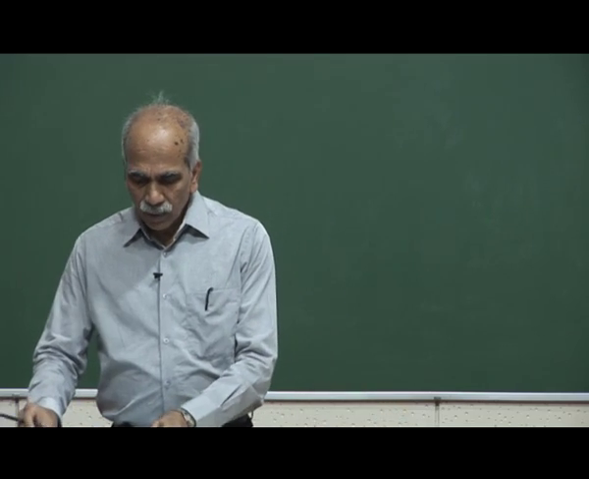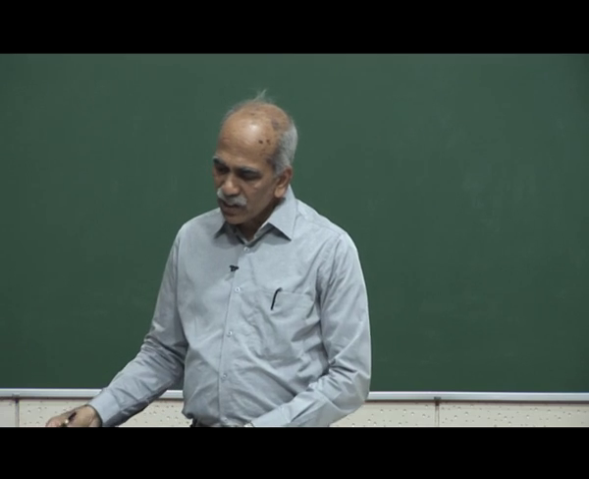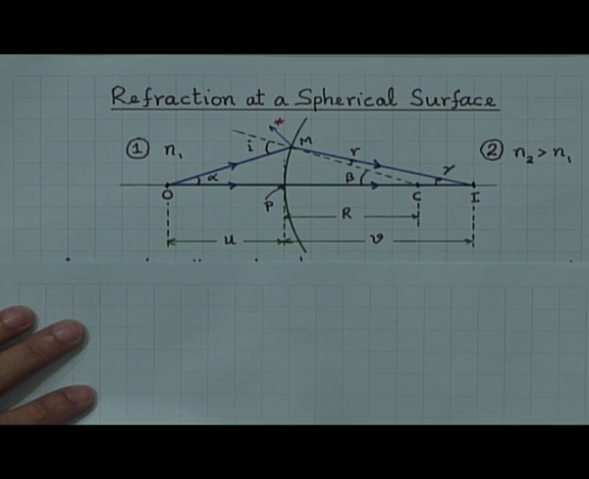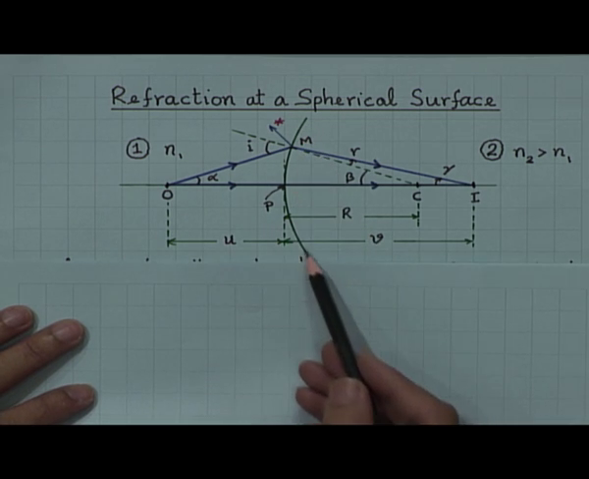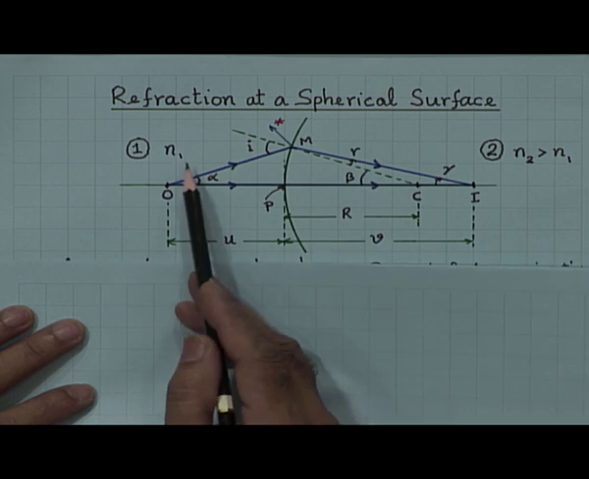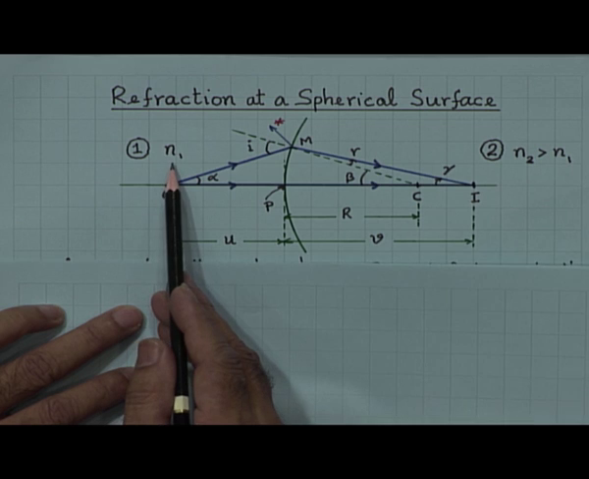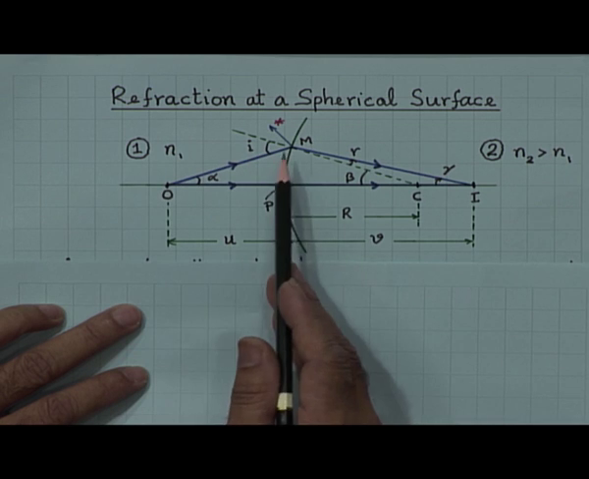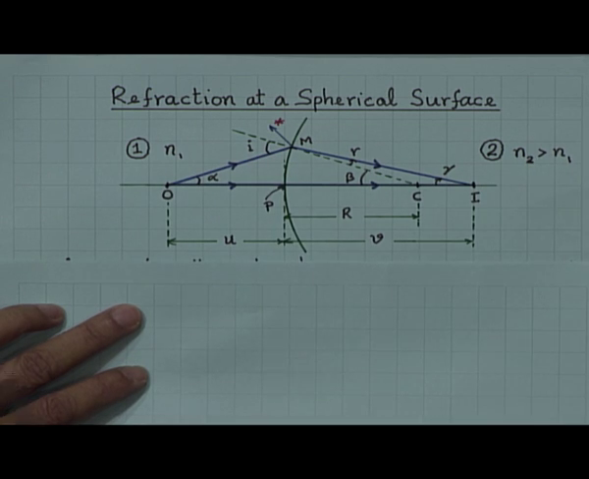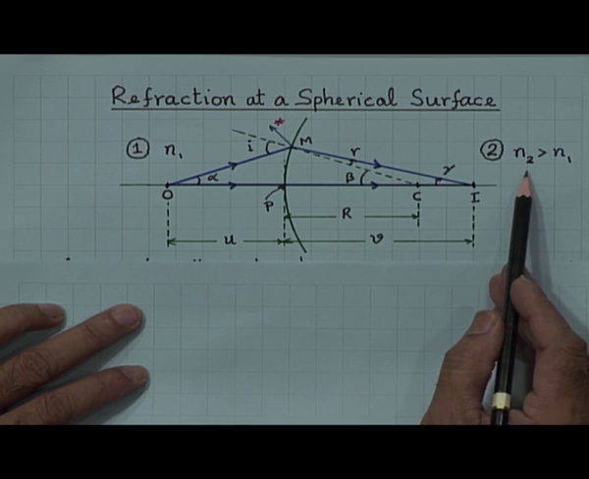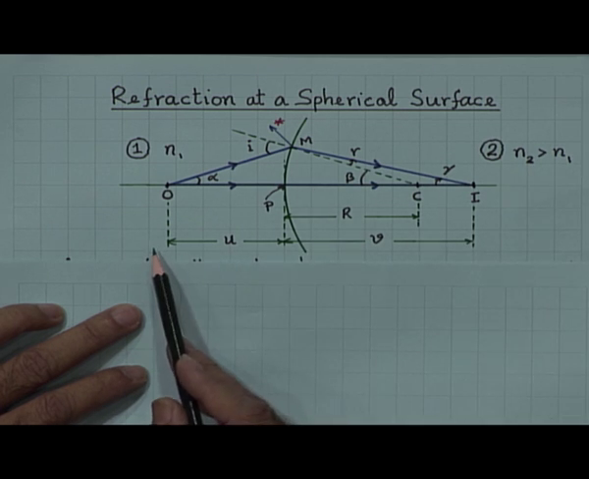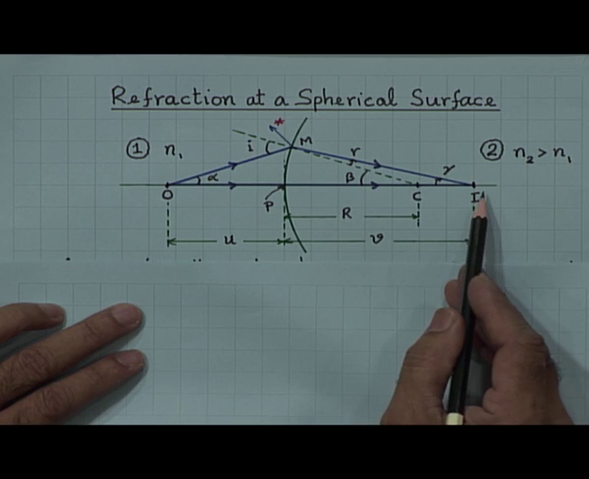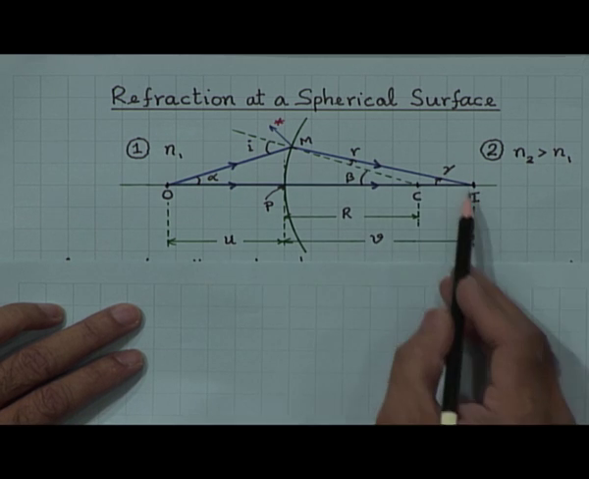First, here I am showing refraction at a spherical surface. Let me show the diagram first. This is a spherical interface between two media of refractive index n1 and n2. This is medium 1 on this side, and on the other side medium 2, and in this case I have considered n2 greater than n1.